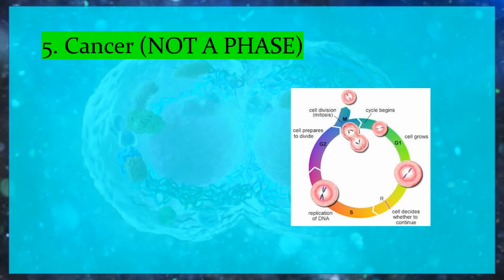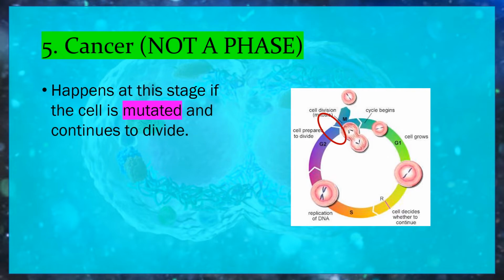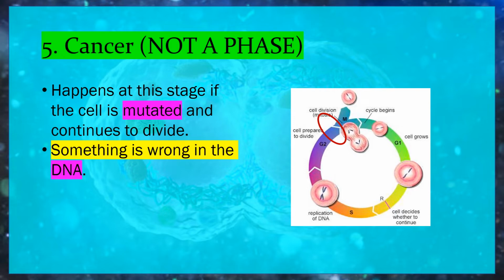Lastly, we have cancer, but cancer is not a phase. This happens at this stage if the cell is mutated and continues to divide. This means something went wrong in the DNA.